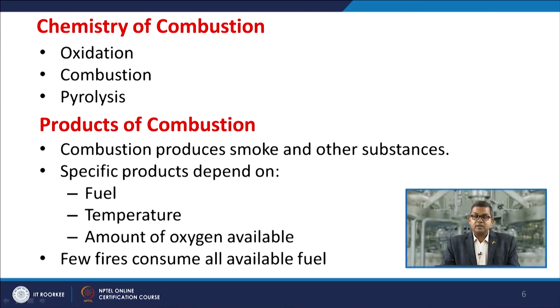Now when there is combustion, we can expect a variety of products of combustion. Usually combustion produces smoke and other substances. This smoke sometimes carries dangerous or toxic materials. The specific products generated during combustion depend on what kind of fuel is being used, what the temperature is, and how much oxygen is available for that particular process. Suppose there are unsaturated hydrocarbons, then they may lead to the generation of CO2, CO, etc. and how much fuel is being consumed during the fire. So all these products of combustion depend on these three criteria or systems.